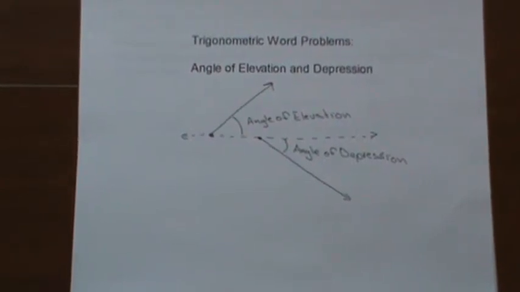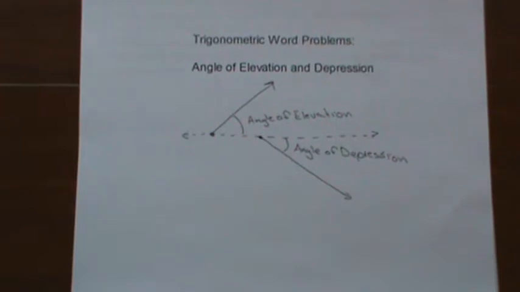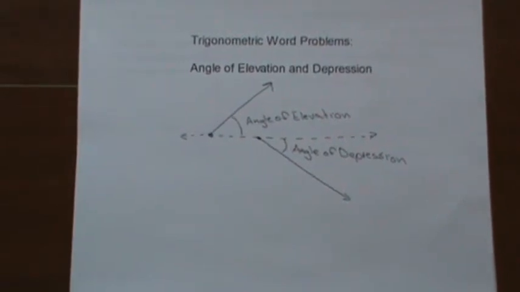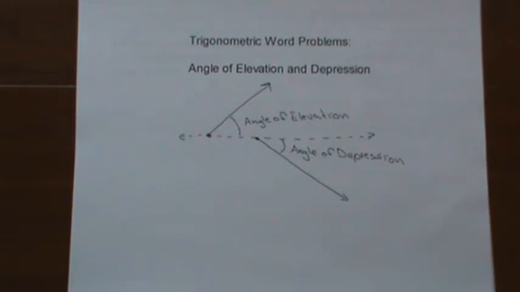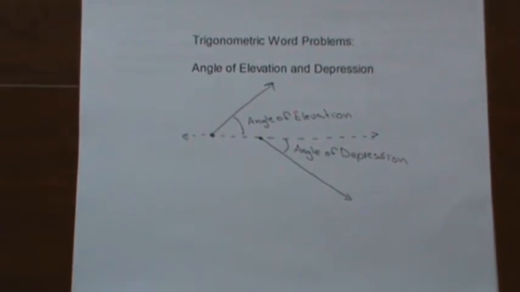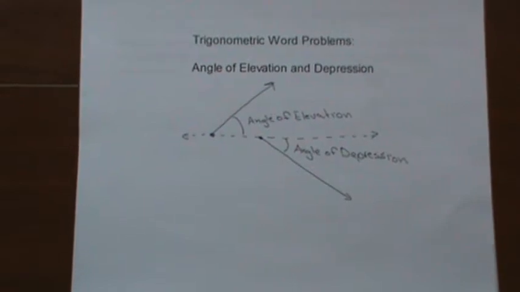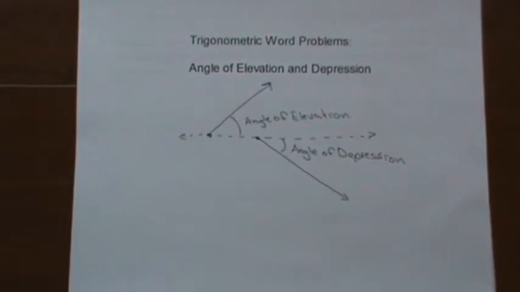And a very common mistake that occurs with these problems is that people try to draw angles of elevation or angles of depression from a vertical line. Always be very, very careful whenever you're calculating an angle of elevation or an angle of depression, and make sure that you're drawing it from a horizontal line.